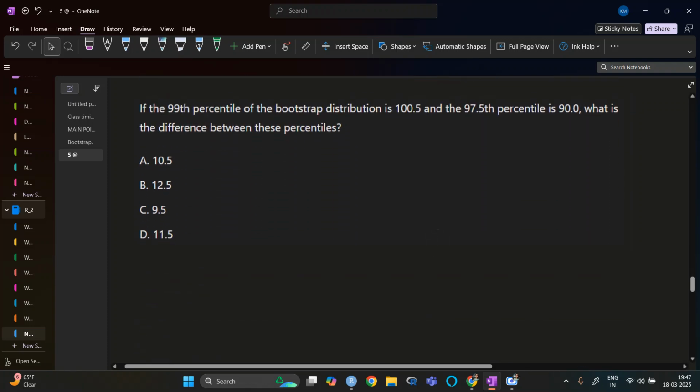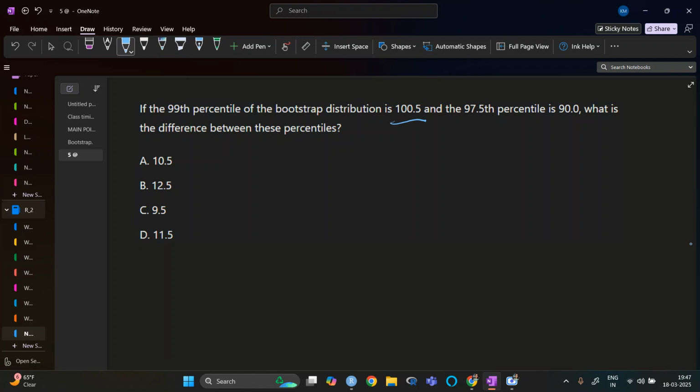Okay. And next, if the 99th percentile of the bootstrap distribution is 100.5 and the 97th percentile is 90, what is the difference between these percentiles? This is just subtraction. So 100.5 minus 90, it is 10.5.